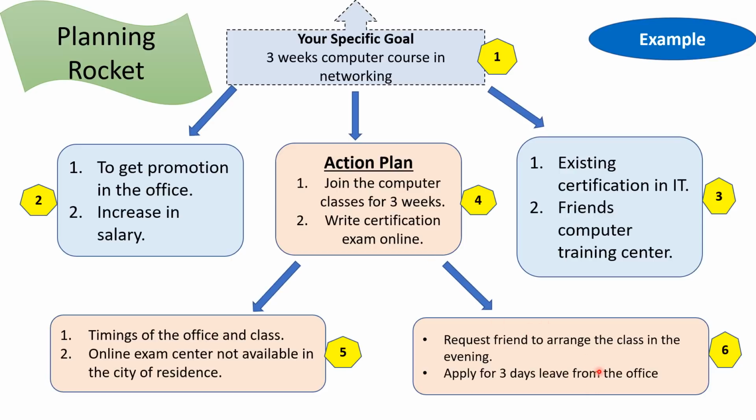If you remember the previous slide, we have to identify your specific goal, a long-term goal. He wants a promotion in his office. So he has to take a 3-week computer course. Then what actions does he have to take? Join the computer class and write a certification exam. So he has to divide it into smaller goals, see what problems he can face and what the solutions are. This is what we call a planning rocket.